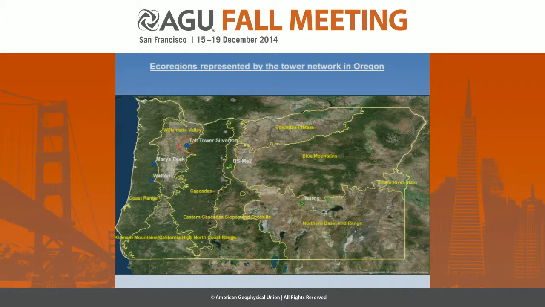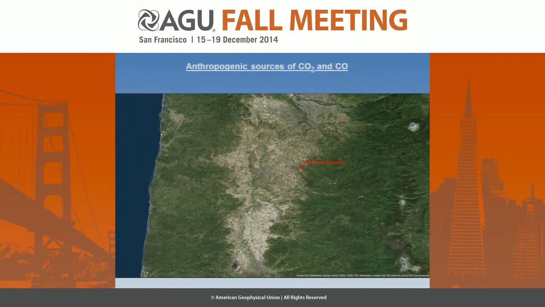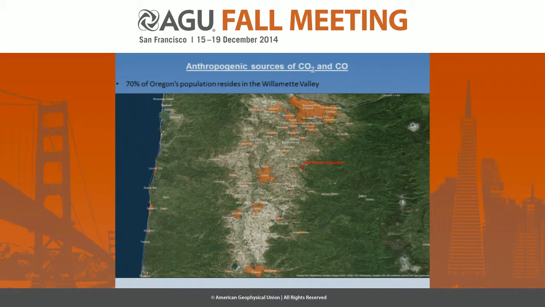Our tower here in Silverton is different. That is located in a very complex area in terms of the land use and land cover. If you zoom in here, that tower is located in the Willamette Valley. The Willamette Valley contains all the urban centers in Oregon. In fact, 70% of Oregon's population reside in the Willamette Valley area between the Coast Range Mountains in the west and the Cascade Mountains in the east.